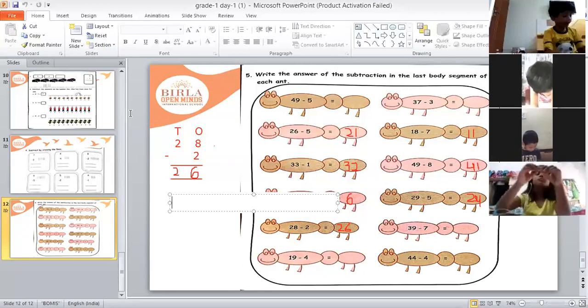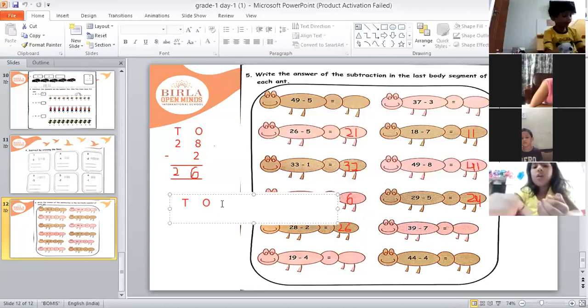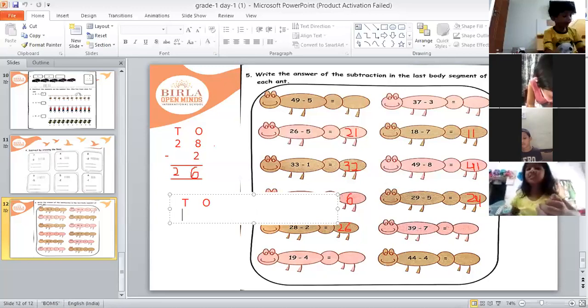Ananya, unmute yourself. Ananya. Yeah, Ananya, read next question, 12th bit. And children, you have to solve these questions in your math notebook. Yes, Ananya, 12th one. Read the question.